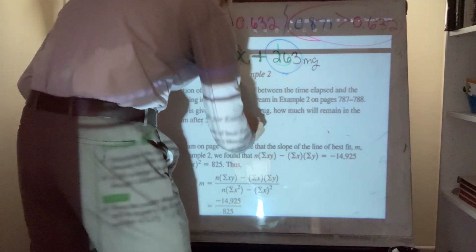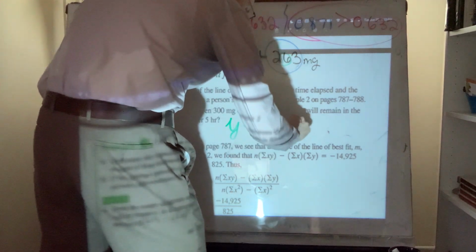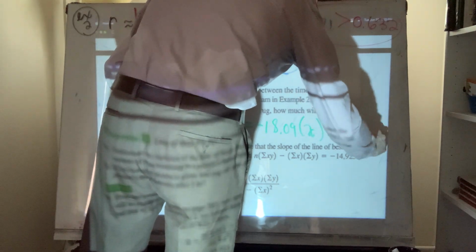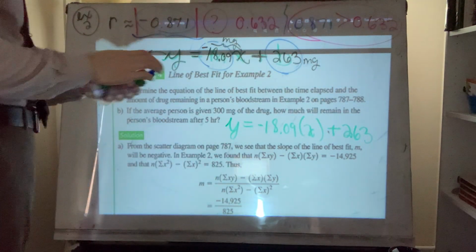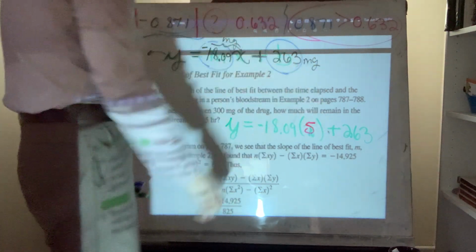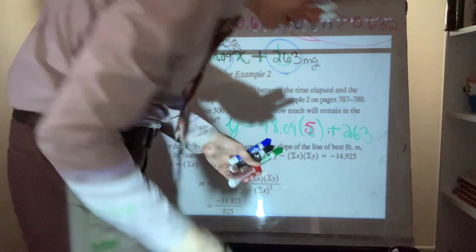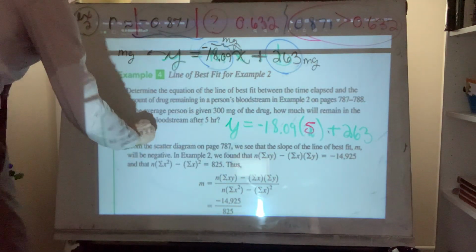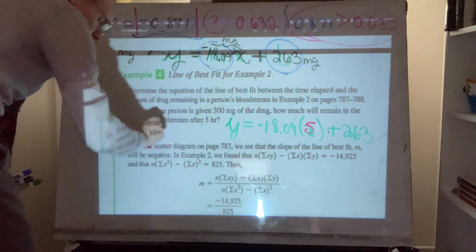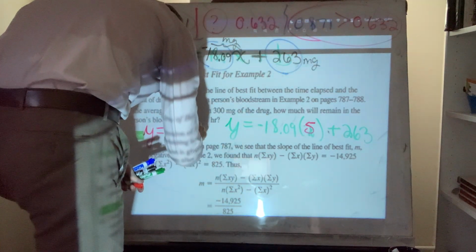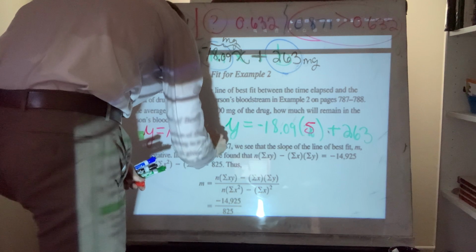So y is equal to negative 18.09x, and x is time, plus 263. We're going to put 5 hours in here and then follow the order of operations, which means that what you should get is this. Y, that is the number of milligrams after 5 hours, 172.55 milligrams.